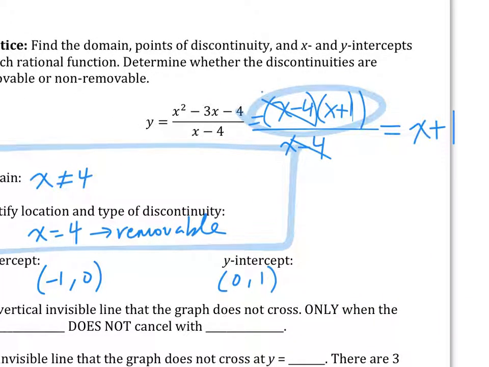So this is the tricky part. The x-intercept cannot be a hole. So whatever was the hole cannot also be on the x-axis.